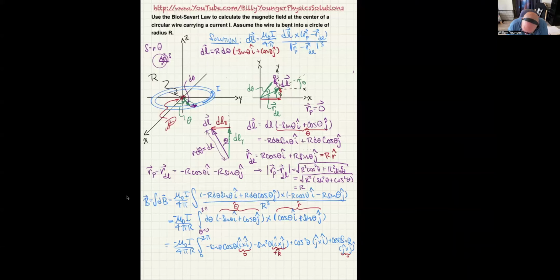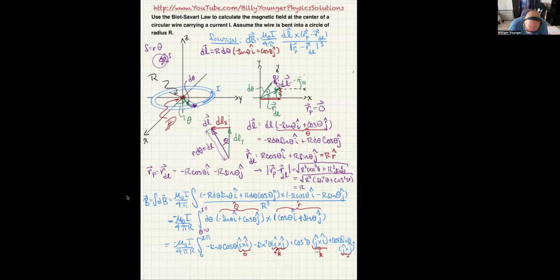And then j hat cross i hat, you could do the same thing, or you could just realize that a cross b is the negative of b cross a. So either way, you're going to get negative k hat. So what we get is two k-hat terms, both of which are negative. One because the negative sign was already there in the first case, and the other one because the cross product gave us a negative sign.